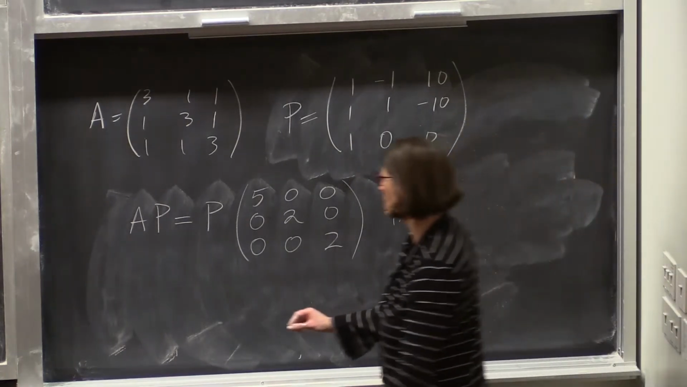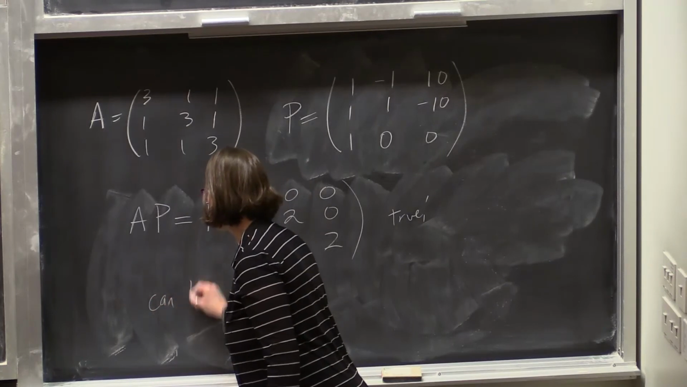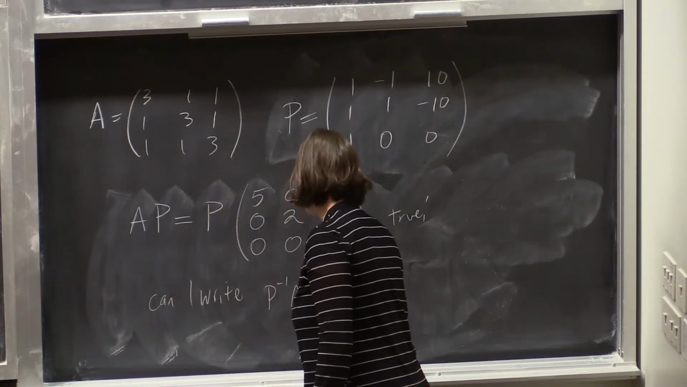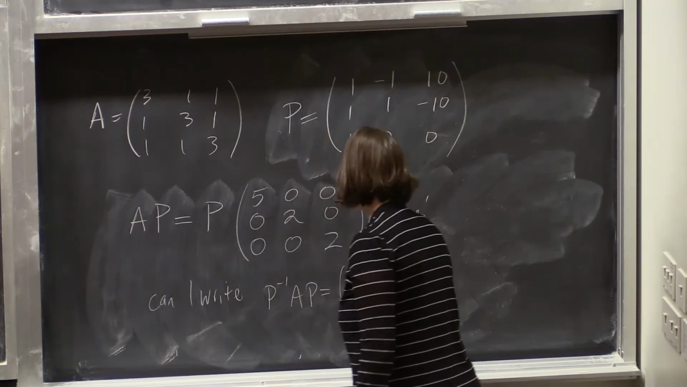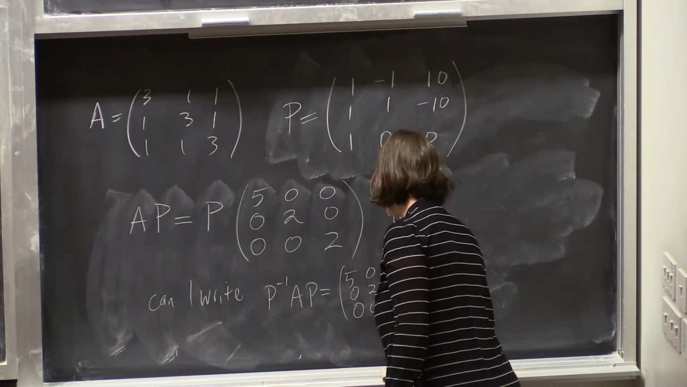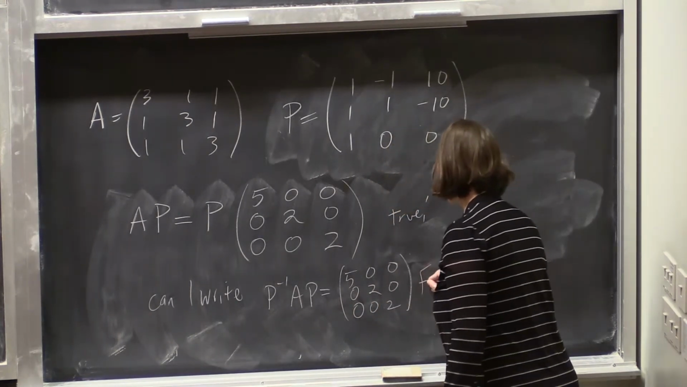Do I have, can I write P inverse AP equals 5, 0, 0, 0, 2, 0, 0, 0, 2 for this P?